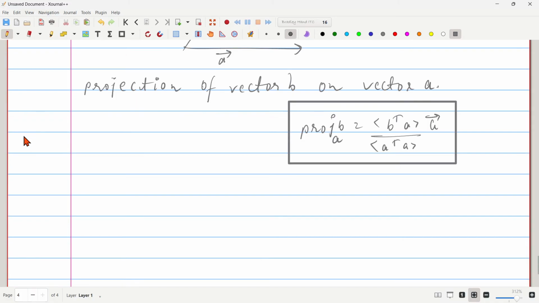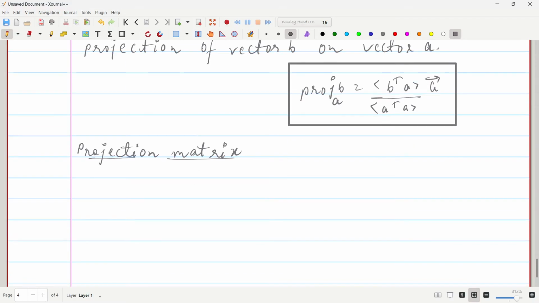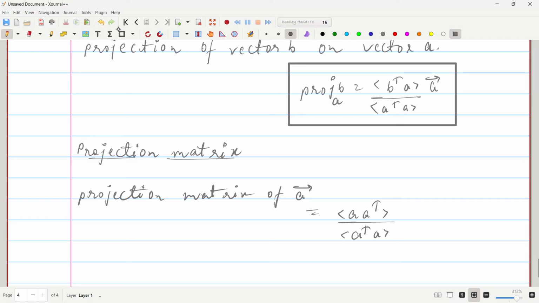Now comes the projection matrix. What is the projection matrix? Suppose they ask you to find the projection matrix of A vector. How will you find it? The formula is A into A transpose divided by A transpose into A. Okay, so this is the formula for finding the projection matrix of A.